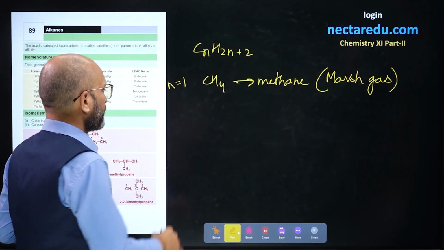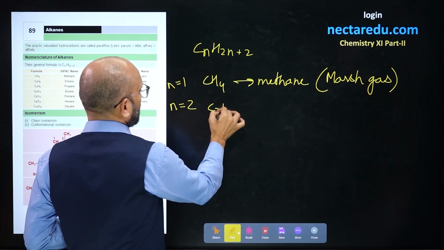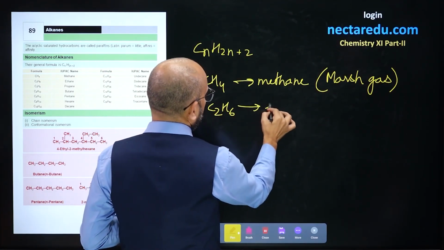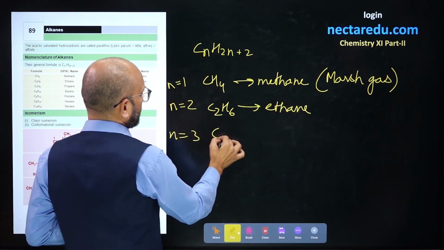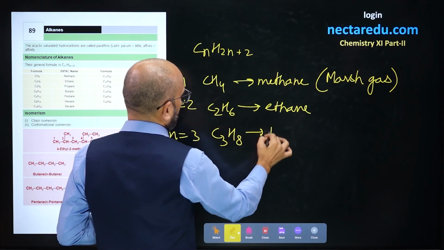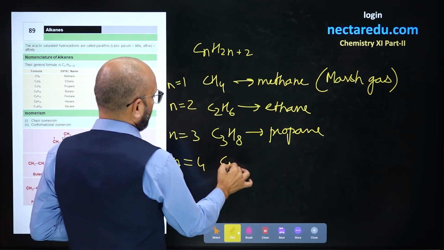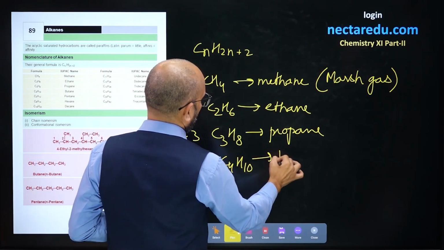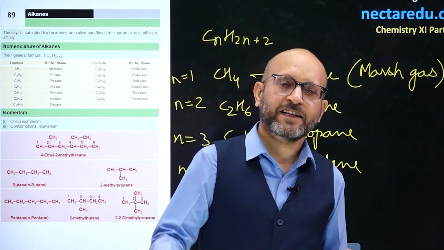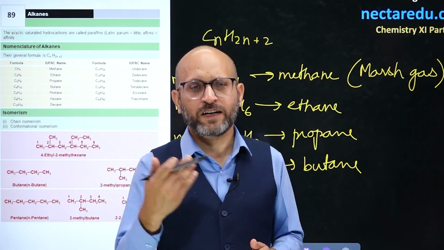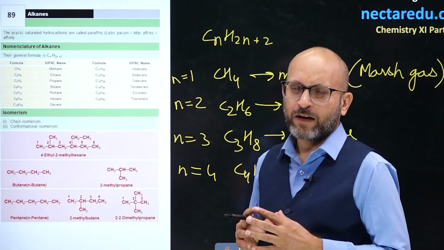Alright. Next, if we put the value of n, or the number of carbons, equals 2, the formula becomes C2H6, and this is known as ethane. Similarly, for n equals 3, the formula becomes C3H8, this is known as propane, and so on. For n equals 4, C4H10, that is known as butane, right. So similarly, you will have pentane, hexane, heptane, octane, nonane, decane, undecane, dodecane. So the list goes on like that, depending on the number of carbon atoms.